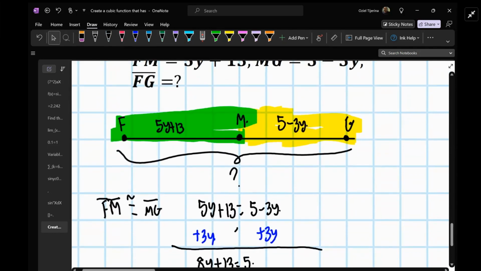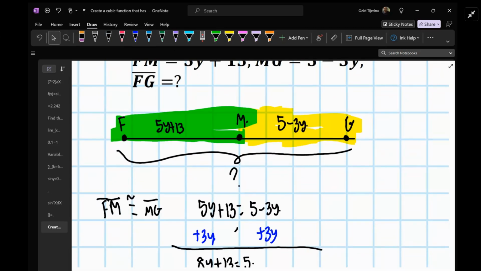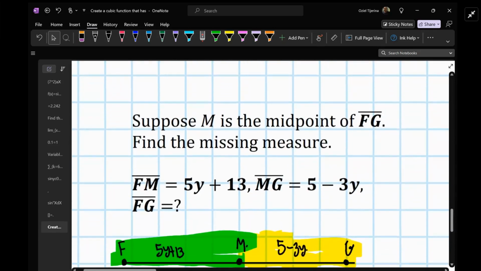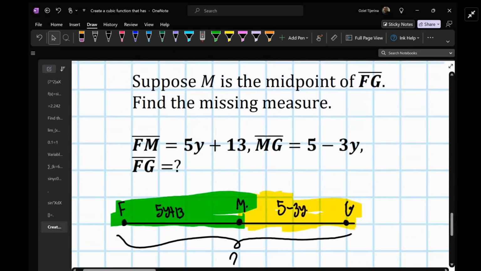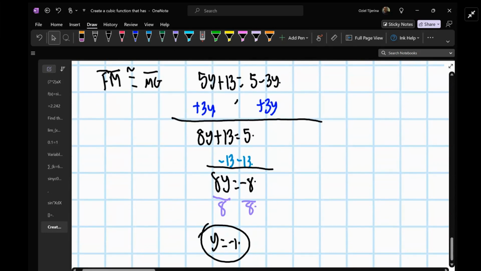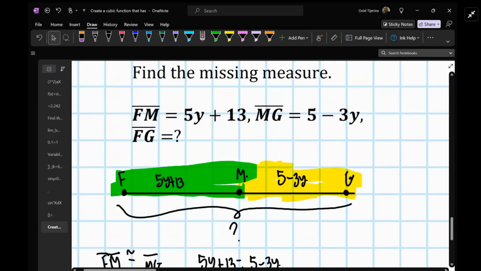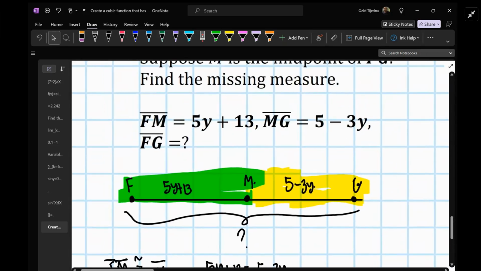However, at least that is what y is equal to, but that's not what they're asking for. They're asking to find the missing measure. They're asking to find FG.